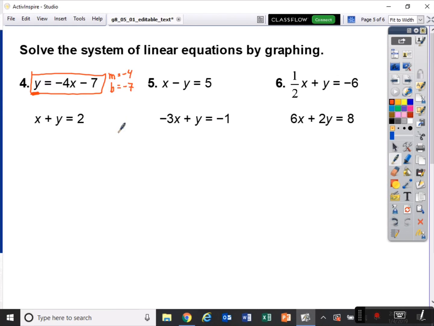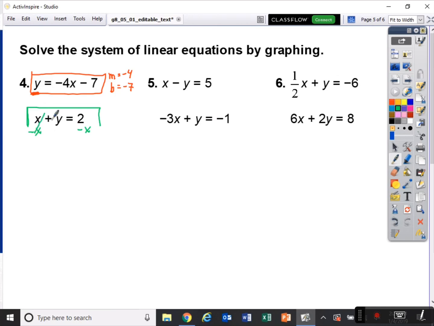But when I look at the one underneath it, Y is not by itself, right? Y is not by itself here. So I can't immediately look at it and say what slope is and what Y-intercept is. We have to get Y by itself. Well, what's keeping Y from being by itself? The plus X. And how do I get rid of a plus X? Minus x.